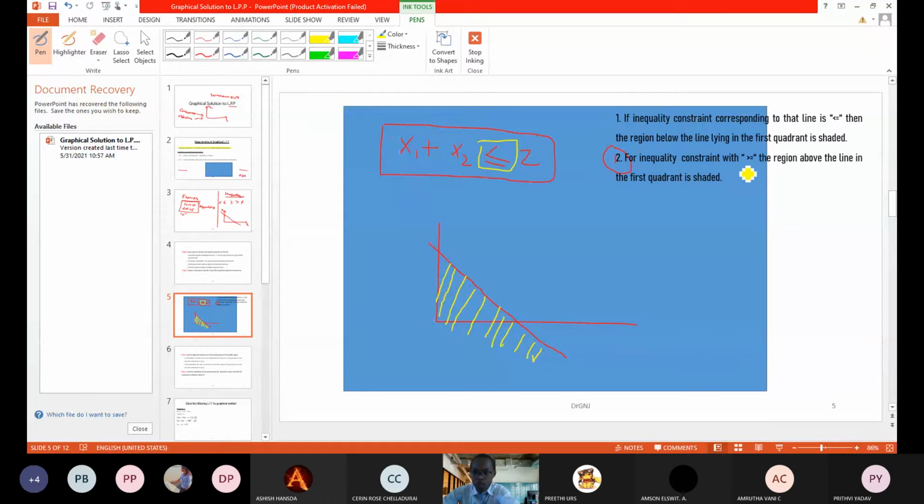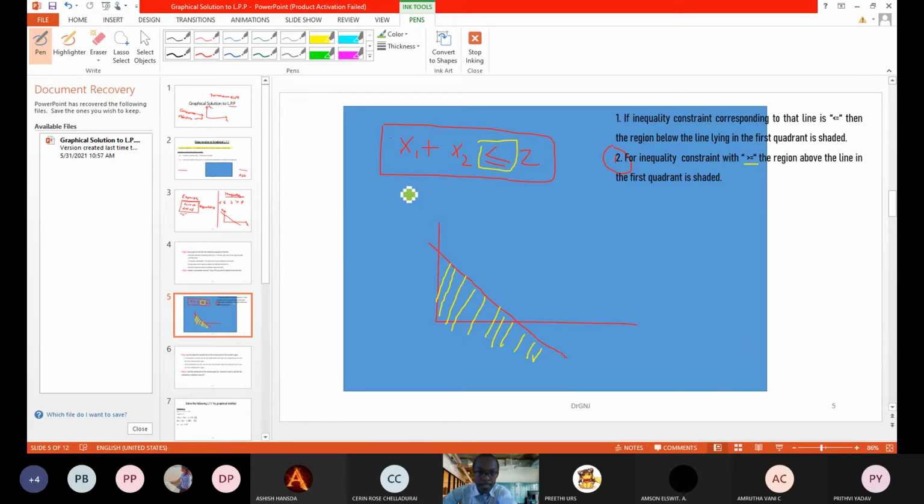Second point. If the inequality constraint is greater than or equal, the region above the line in the first quadrant is shaded. You get it? Now here we have one more point to consider.